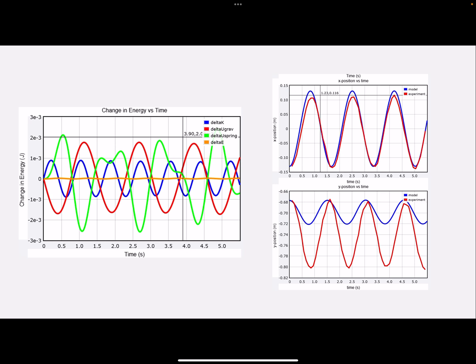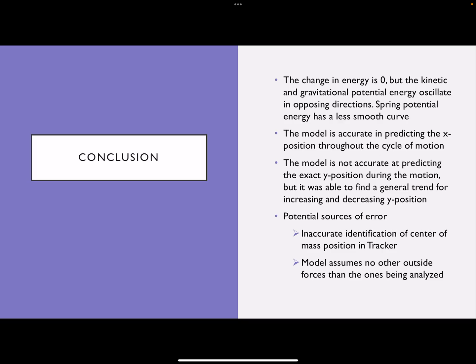So here are our graphs. On the left-hand side, we have the change in energy. Note the general shape of the gravitational potential energy and the kinetic, and then also the spring. That one's a little more varied, but especially important to note on this slide is the orange line, as that is the change in energy and how it remained relatively zero throughout the lab. And then for the x position, model and experiment were very close, but for the y position, they varied.